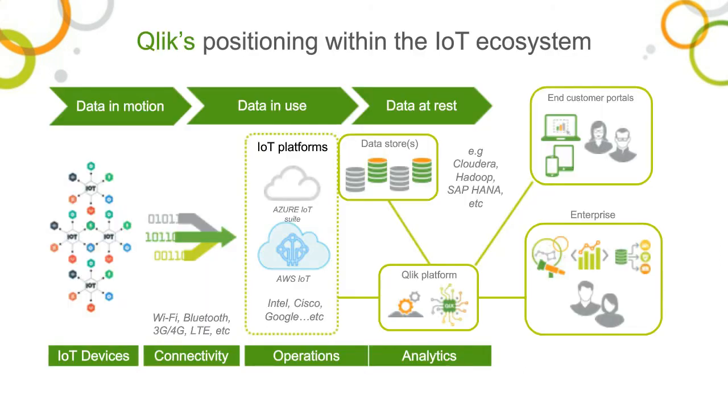Just take a minute to explain Qlik's position in the IoT. Where do we sit in this IoT ecosystem? So if you look at the IoT ecosystem at a very high level, you can break the IoT delivery architecture down into about 4 main layers.